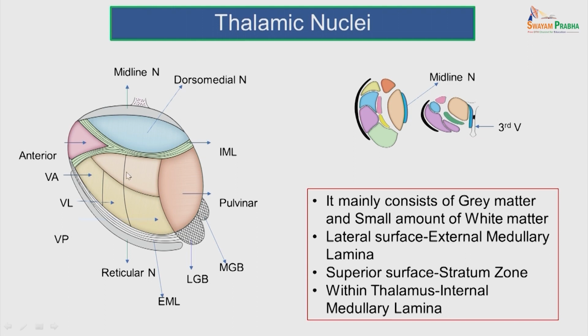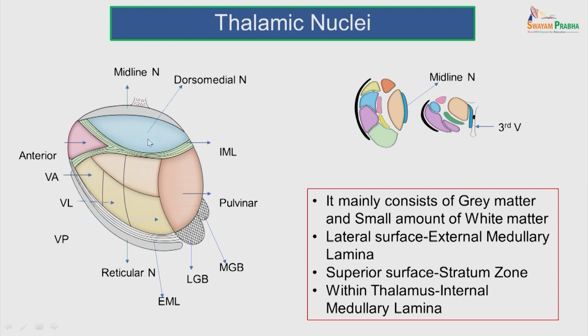So, the thalamus is divided into a number of nuclei. Most of it is grey matter, no doubt about it, but there is a small amount of white matter enclosed within the thalamus, called the intramedullary lamina. Laterally, it also has a bit of white matter called the extramedullary lamina. So, this divides this ovoid subcortical grey matter into a number of nuclear complexes.